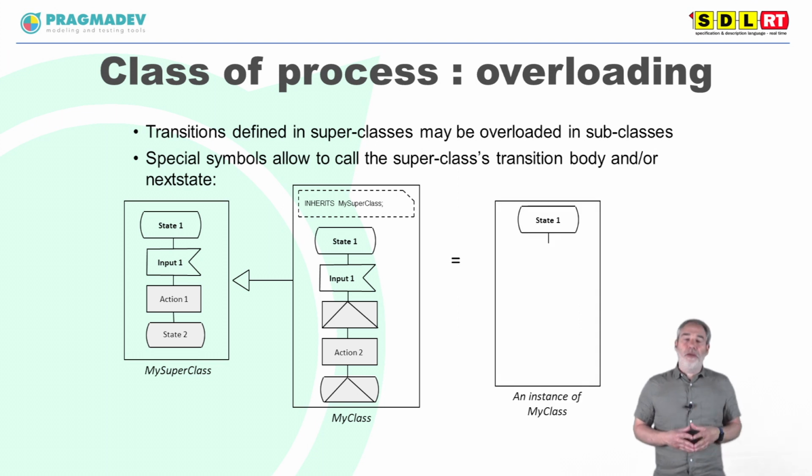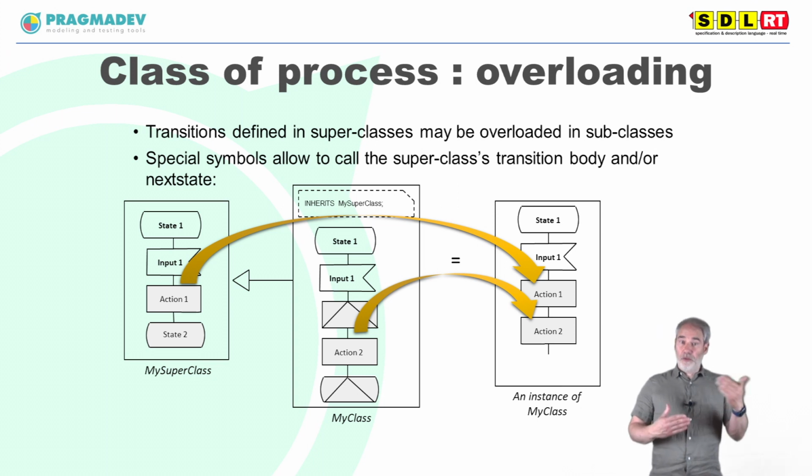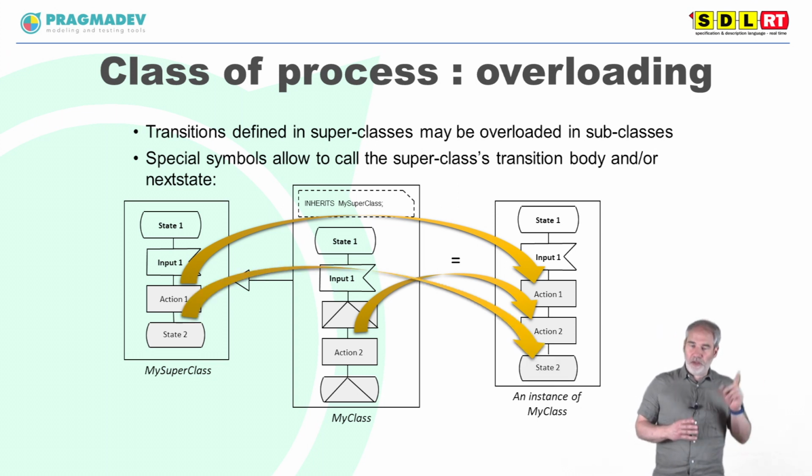In this example, the subclass myClass inherits from mySuperClass. In state 1, when input 1 is received, myClass first calls for the transition of the superclass, then executes action 2, then goes to the next state of the superclass.